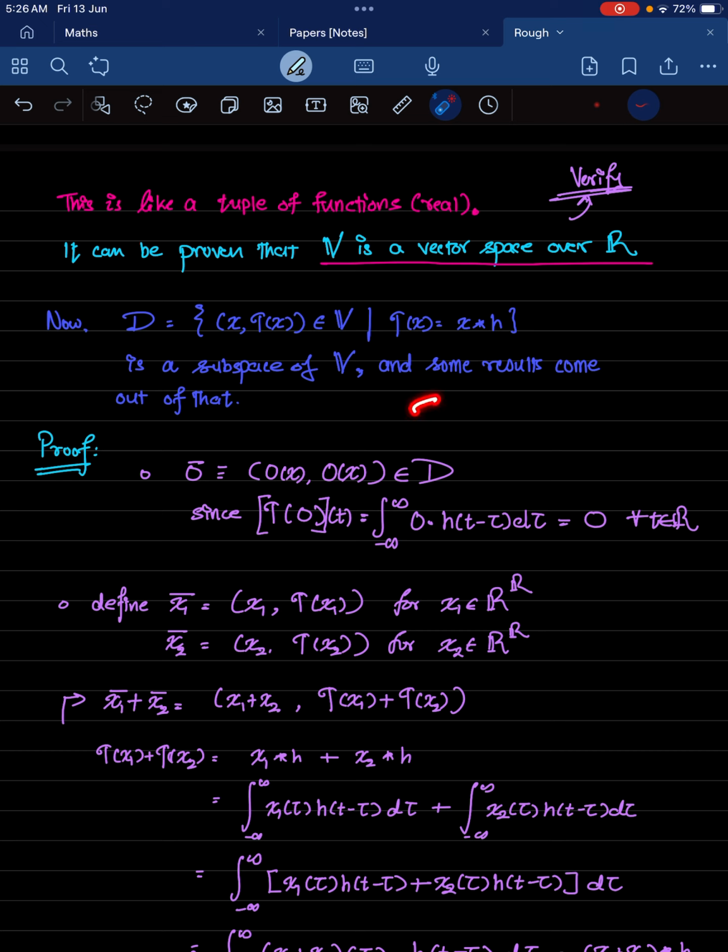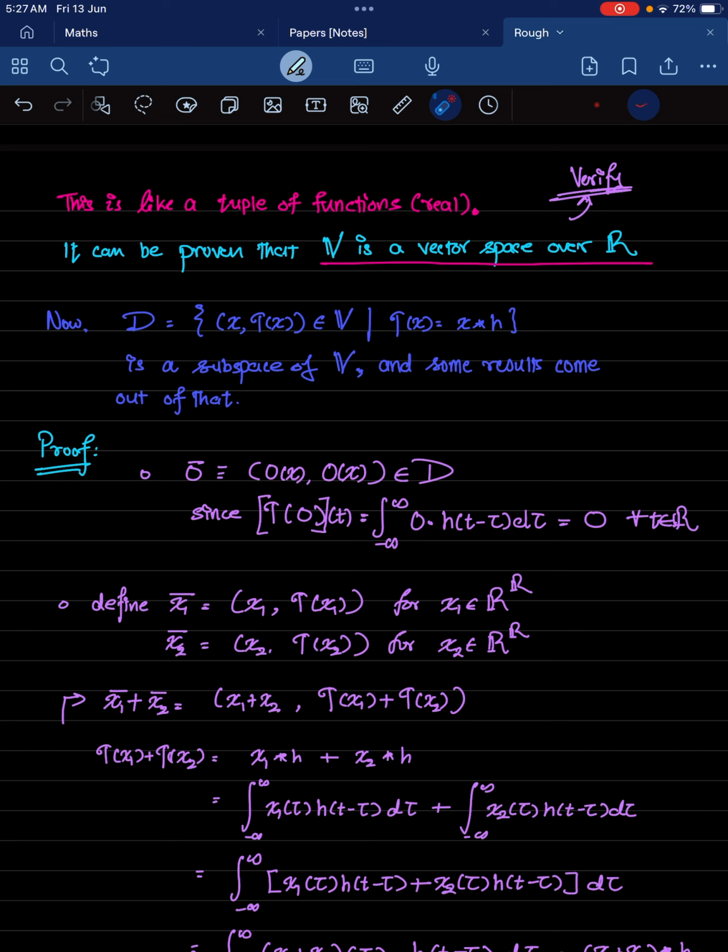Now what is T of 0? T of 0 is the integral of 0 times h of t minus tau d tau, which obviously will be 0. It's not that difficult to see, because if you multiply anything with a 0 function, it will obviously result in another 0 function. And anything that is 0 for any value that you give it, the integral of that will obviously be 0.